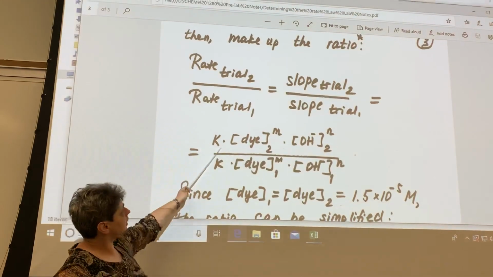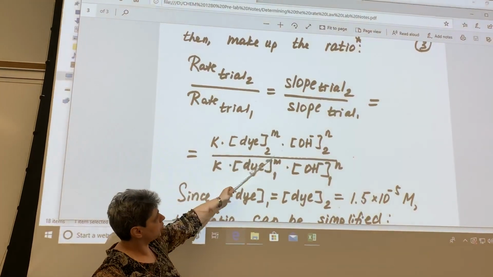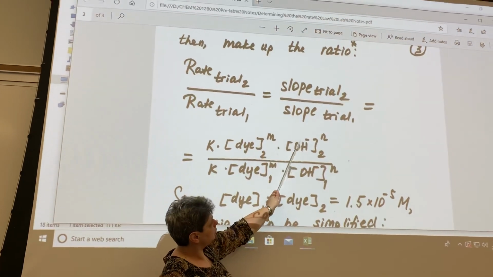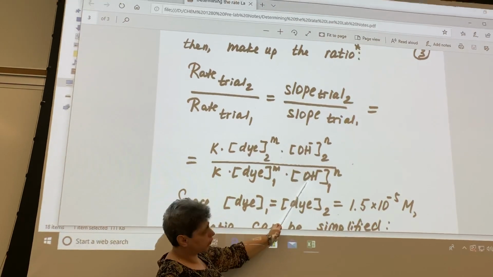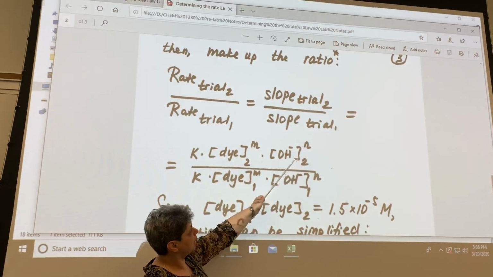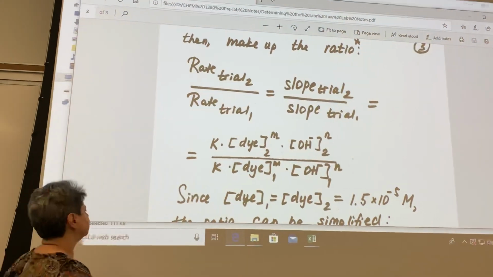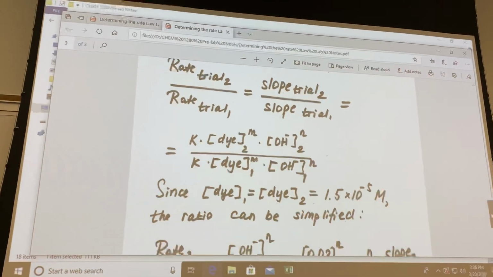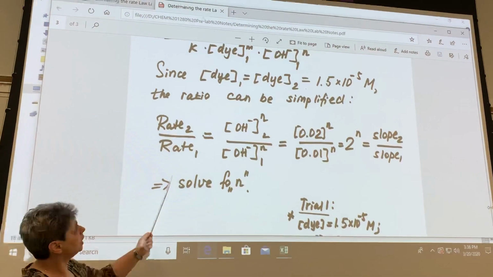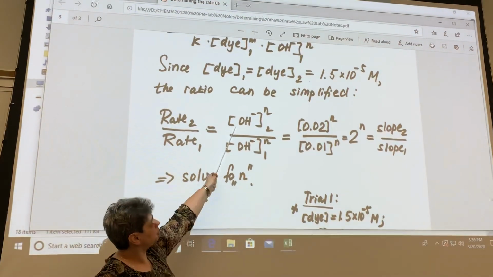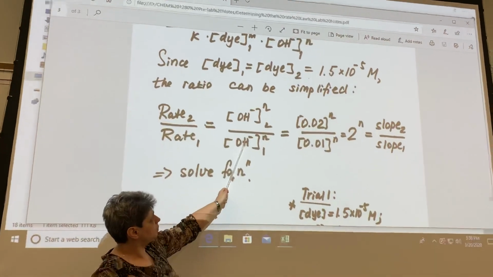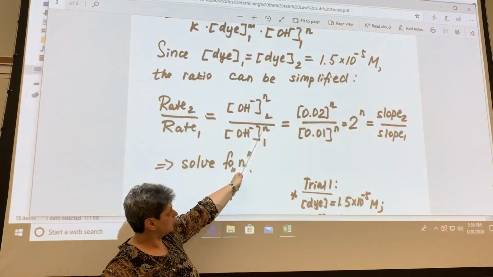And so we can cancel k, and we can cancel dye. So what's left is only the hydroxide. Like I said, hydroxide would be here, would be 0.1, and here it would be 0.05. So this concentration of hydroxide in the second trial is double of what you have in the first trial. So then, after we cancel the concentration of the dye and k, the ratio rate 2 to rate 1 would equal to concentration of hydroxide in the second trial in order of n divided by concentration of hydroxide in the first trial in order of n.